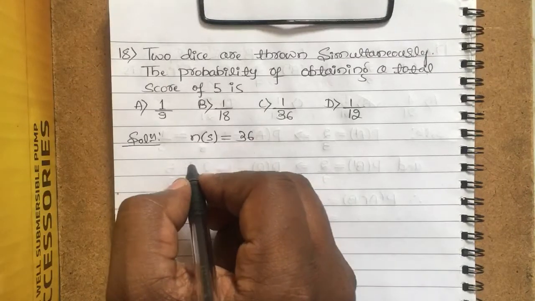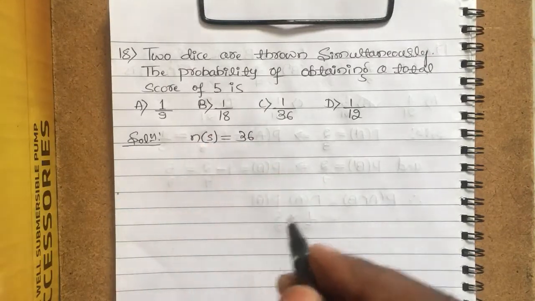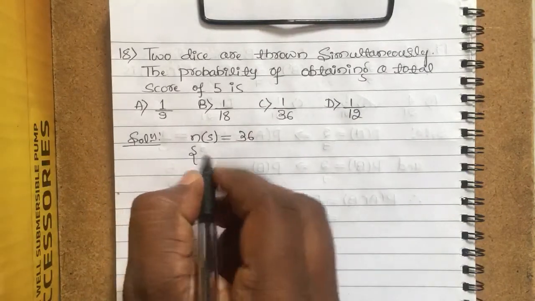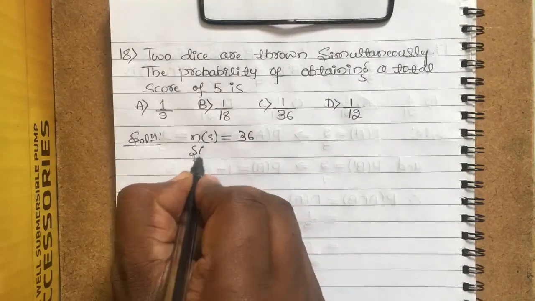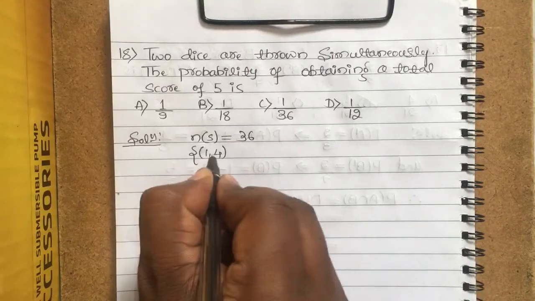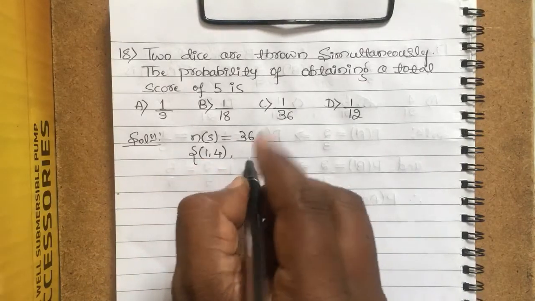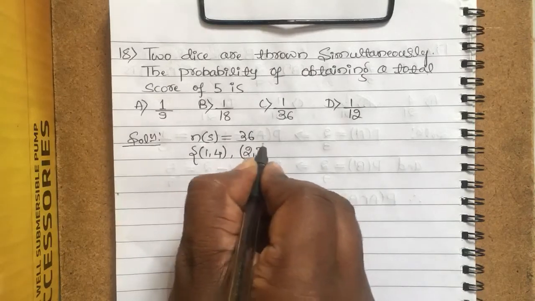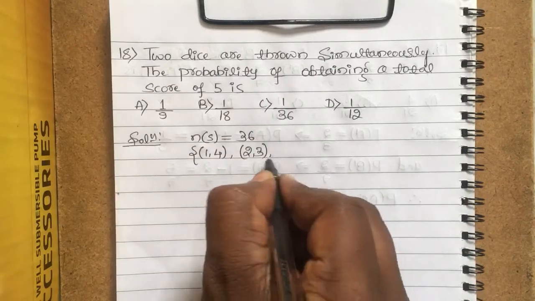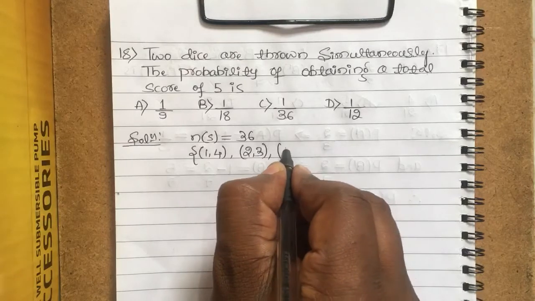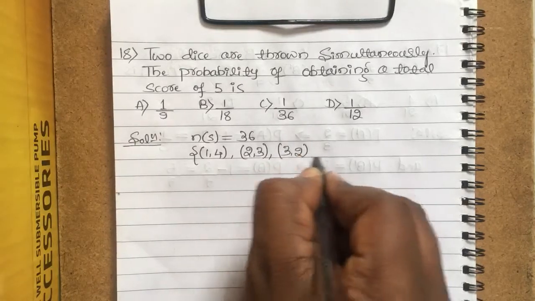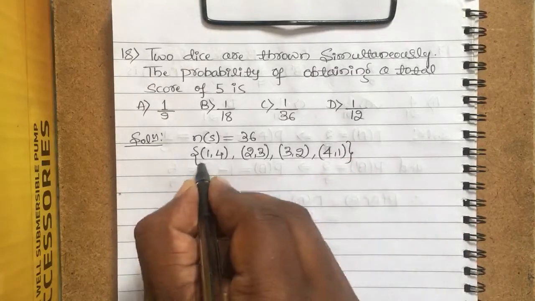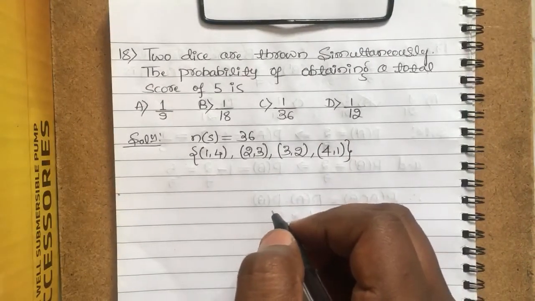Now we have to list out the outcomes which give the sum as 5. The possible outcomes which give the sum as 5 are 1 comma 4. See here, 1 plus 4 will be 5. Then 2 comma 3, which will also give the sum as 5. Then 3 comma 2, and then 4 comma 1. So these four outcomes will give the sum as 5.